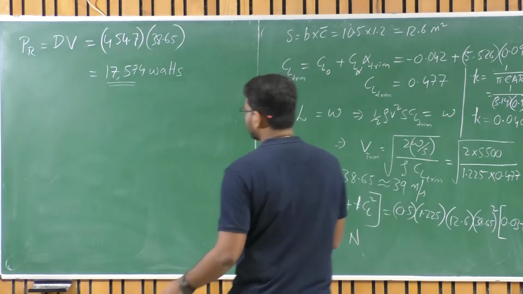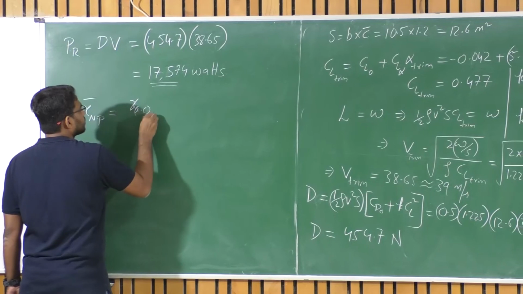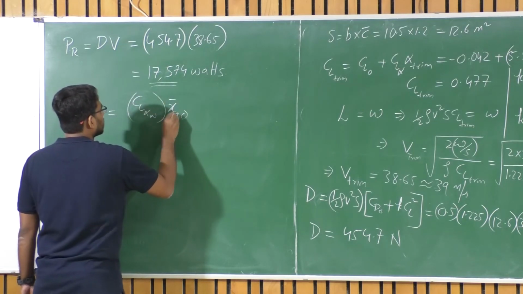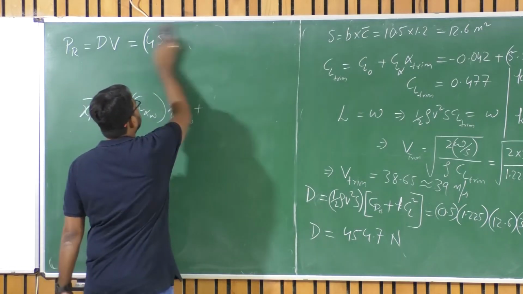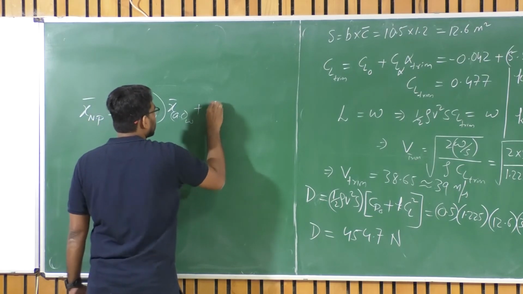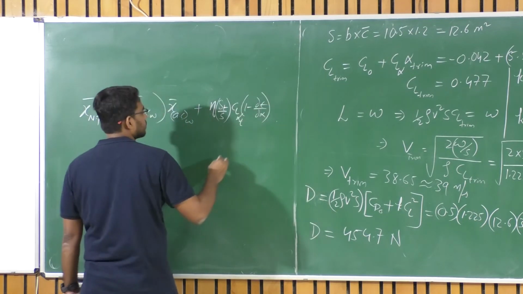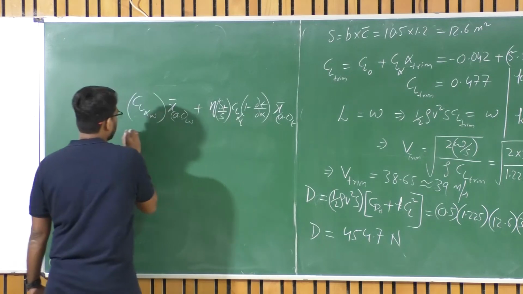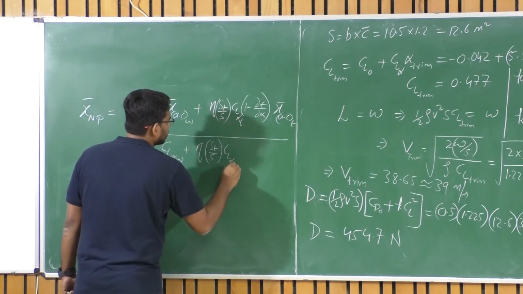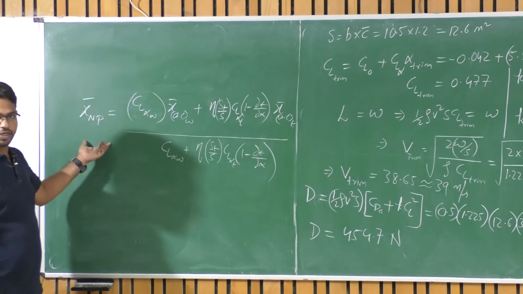Do you remember? Can you recollect? This neutral point: x bar np is equal to (CL alpha of wing times x bar AC of wing plus eta St upon S, CL alpha of tail, 1 minus dou epsilon by dou alpha, times x bar AC of tail) upon (CL alpha of wing plus eta St upon S CL alpha of tail, 1 minus dou epsilon by dou alpha). This is the definition of neutral point; from the definition we have derived this. It is not connected with the previous question. I am talking about a demonstration that we are going to take up.